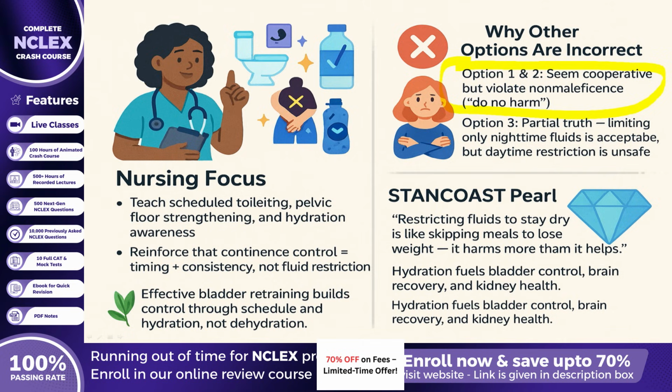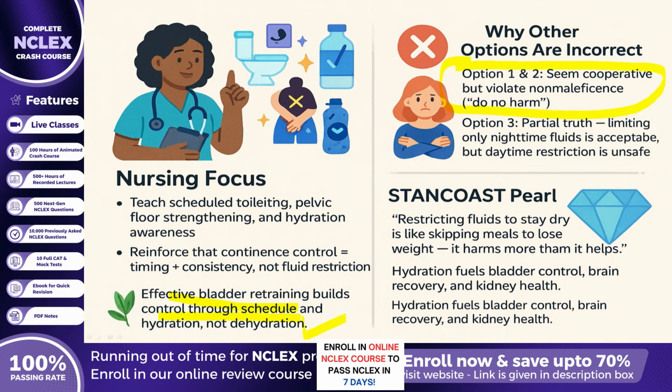Transitioning now to the clinical insight. Effective bladder retraining focuses on timing and consistency, not fluid restriction. The goal is to strengthen bladder capacity gradually by maintaining a regular schedule and ensuring proper hydration. Nurses should educate clients that staying well hydrated helps the urinary system flush out toxins and bacteria, keeping the bladder healthy. True continence is achieved through discipline and consistent practice, not through limiting essential fluids.